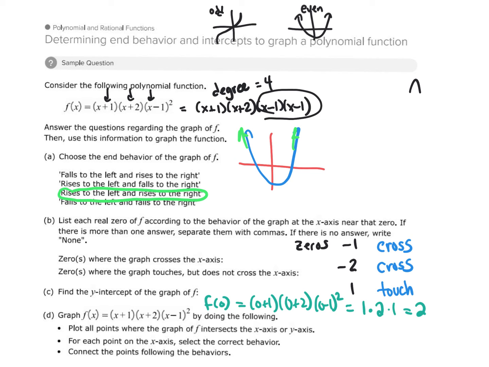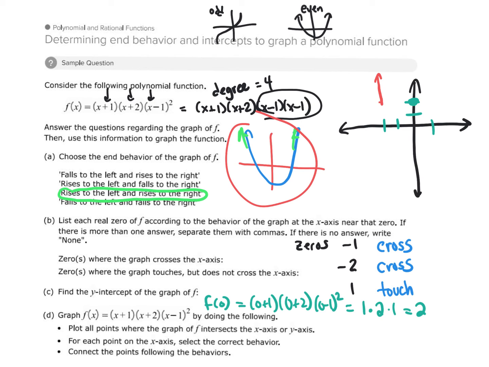So this is a lot of information, but I can get a pretty good idea of what this graph looks like just from this. So it has a y-intercept of 2. We found that, so I know it has to cross the y-axis here. And there are 3 zeros, 1 at -1, 1 at -2, and then 1 at 1. So when I'm graphing it, I know it's going to look something like this guy over here.